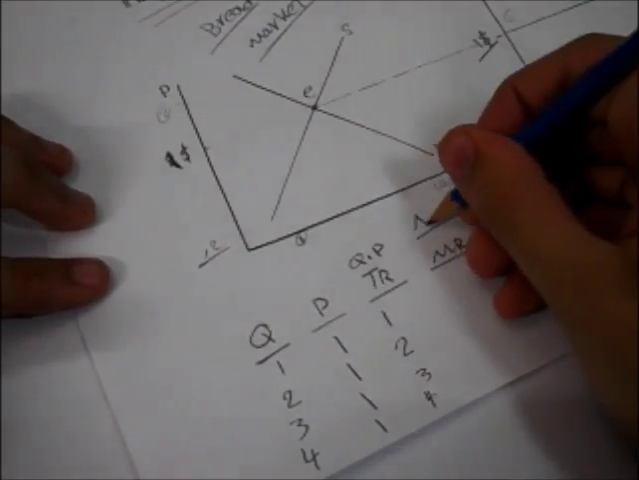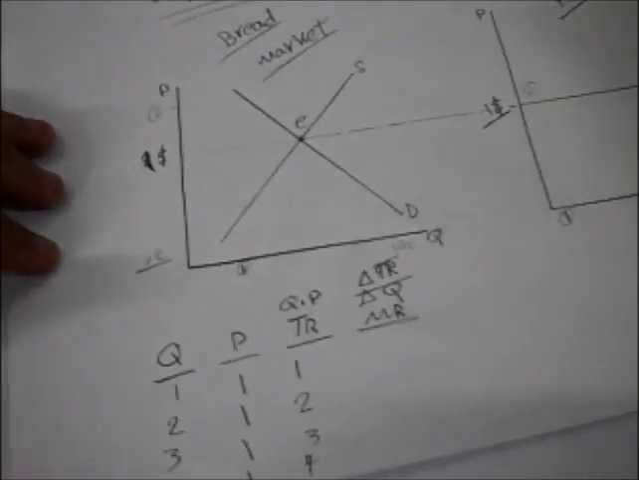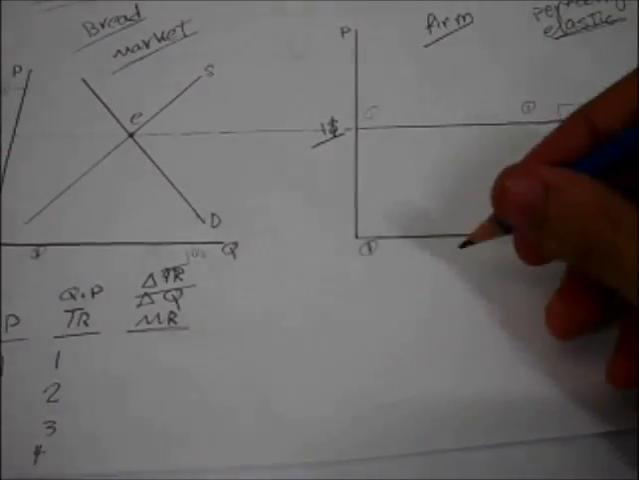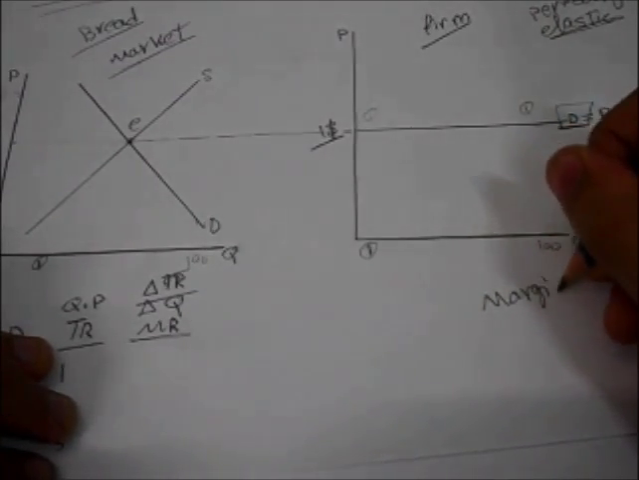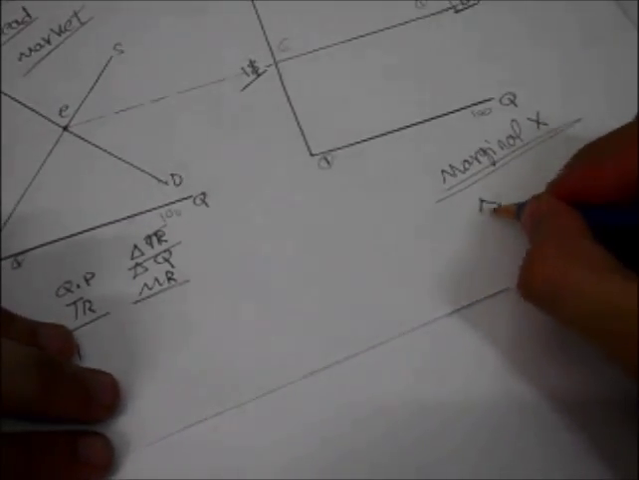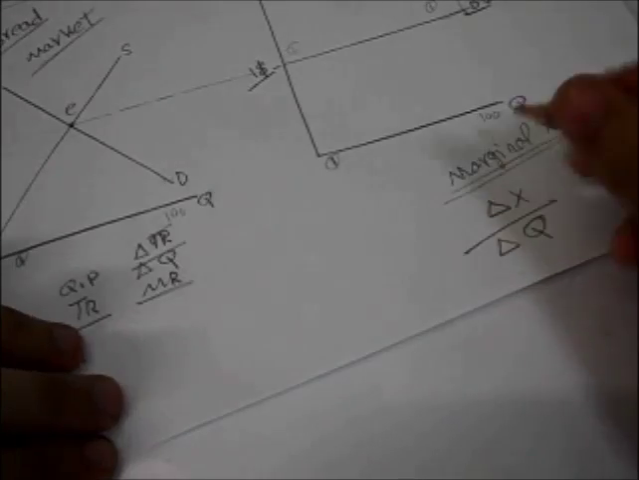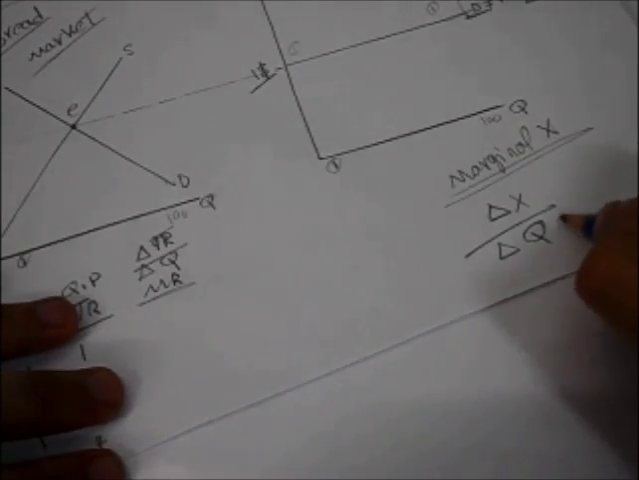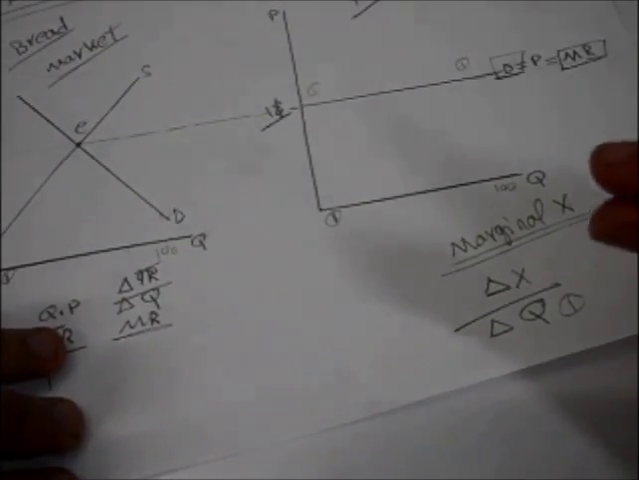What is the marginal revenues? It's the change in total revenues over the change in quantity. I'll just go and illustrate something else, which is how to calculate any marginal. Let's say marginal x. To calculate marginal x is change of x over change in quantity, meaning that when the firm increases the quantity by 1 unit, it will gain that extra amount of x.